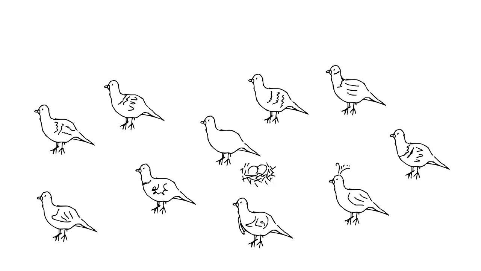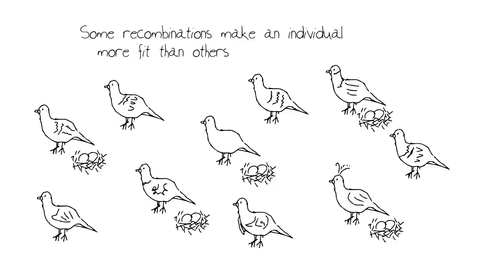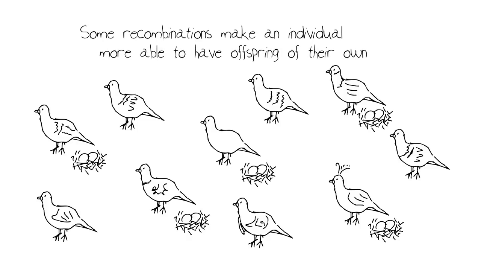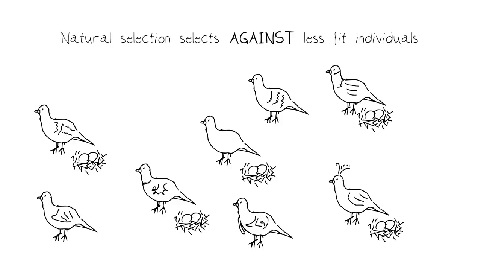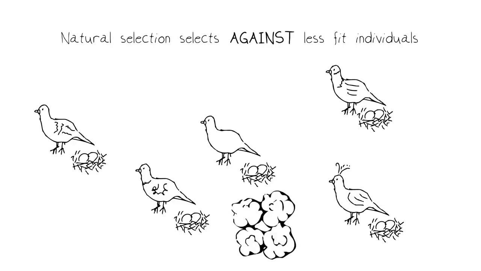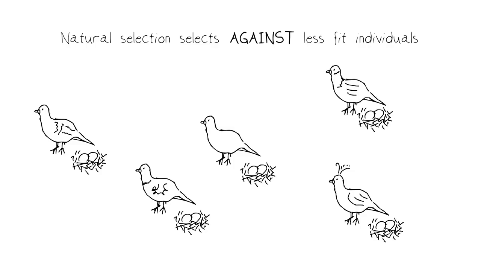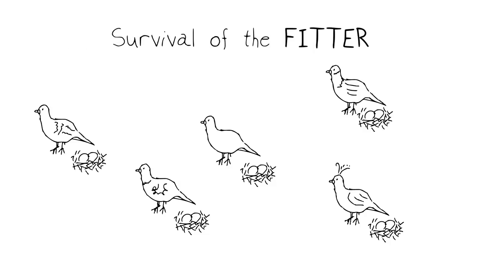offspring as well. And remember, it's those individual differences that are the focus of the selection process, because some of these recombinations are going to make an individual more fit than others, more able to survive, and more able to have offspring of their own. And that's where natural selection comes in, selecting against the non-viable and less fit individuals. Or on the flip side, selecting for the individuals that are more viable, more fit. That's the idea behind the survival of the fittest.